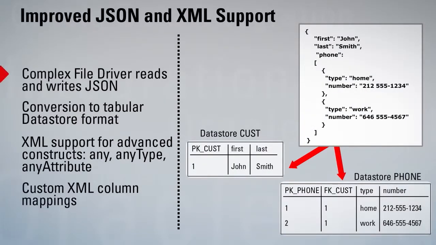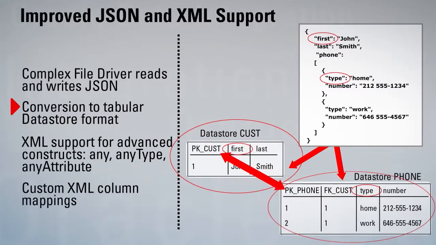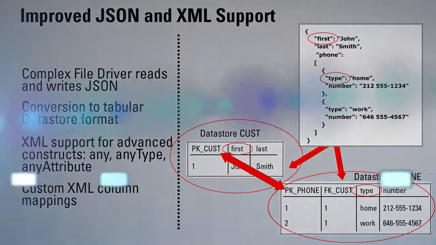ODI 12.1.3 adds support for reading and writing JSON. This is done through a complex file adapter and can represent any nested JSON structure as a set of relational tables with key references. We have also enhanced our XML driver by now supporting the advanced constructs any type and any attribute. And you can configure custom XML column mappings to specify field lengths and avoid name conflicts.